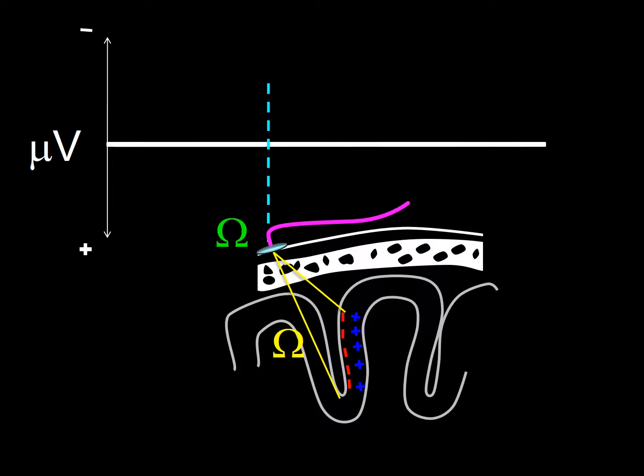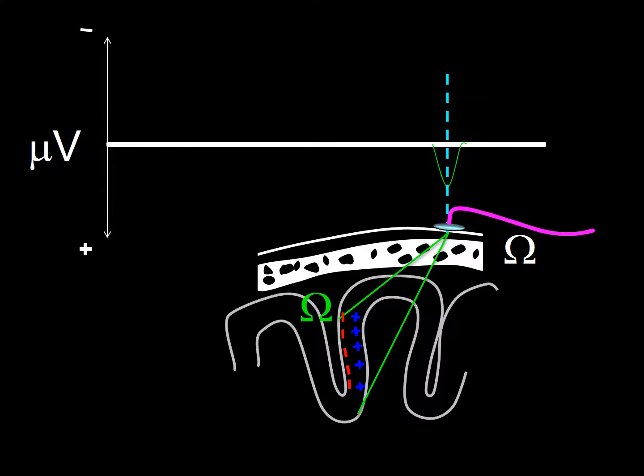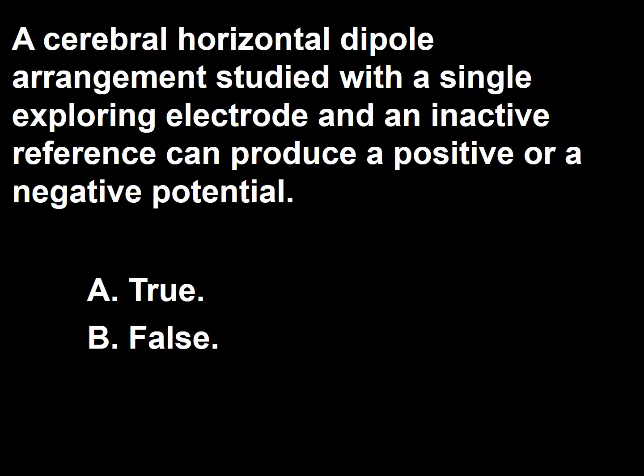View from a left angle as it is shown here, the activity captured by the searching electrode will produce, in this case, a negative wave. Were we to look at the horizontal dipole from the other end, that is from the right side, the activity produced will be positive. So the answer to this question is true.